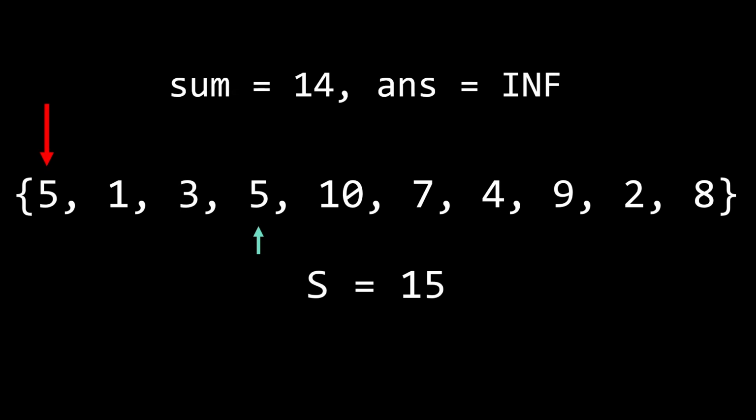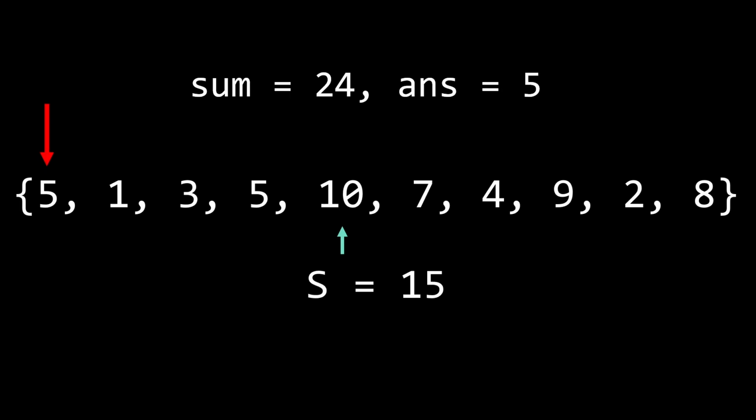Then we get 14. And we're going to move this one last time over, and now our sum is greater than or equal to 15. And so now we can update our answer. We can say, okay, now the total sum in this subarray is greater than or equal to 15, and let's update our answer to be equal to 5 now, because from 1 to 10, there are 5 elements.